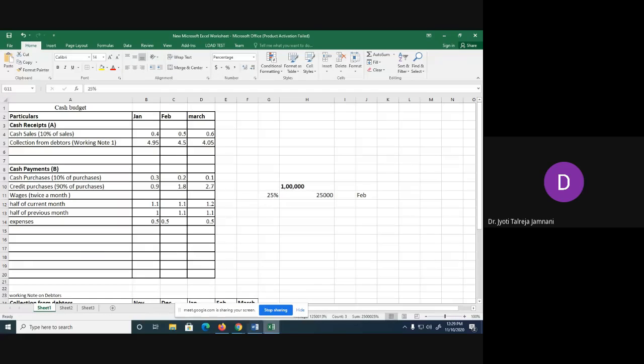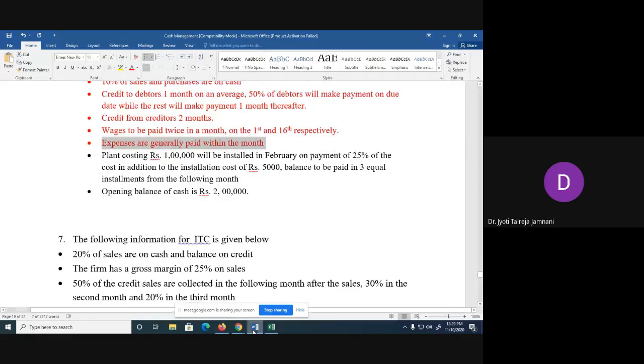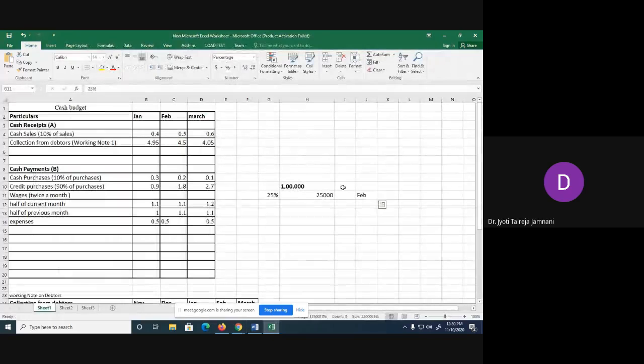Okay, then what they have told next, let's see. 25% of the cost in addition to the installation cost of 5,000. So in February we are installing, so another 5,000 we will pay in February for installation cost. And the total, I'll write it here, 25 plus 5, that means in February we are going to pay 30,000.